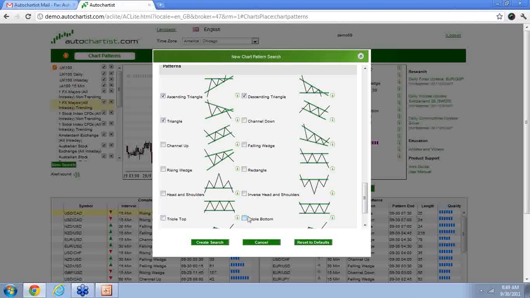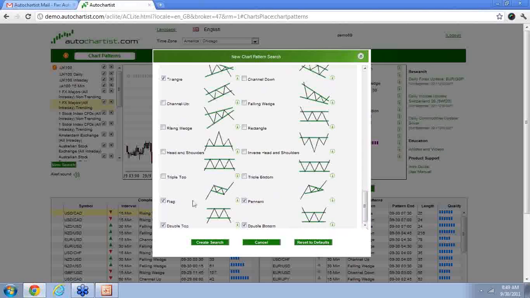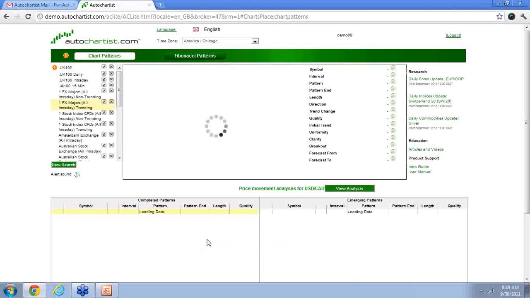As I come down here, I'll even throw in pennant because that is considered a non-trending pattern. So when I create my search, what I'm basically looking for are non-trending triangle patterns that have initial trends of 6 or better.